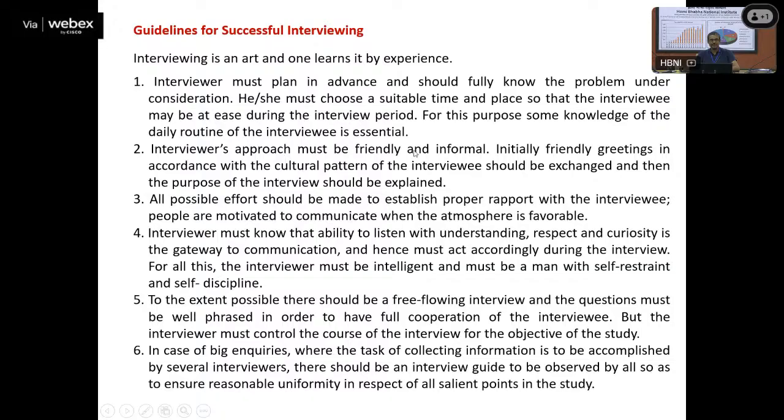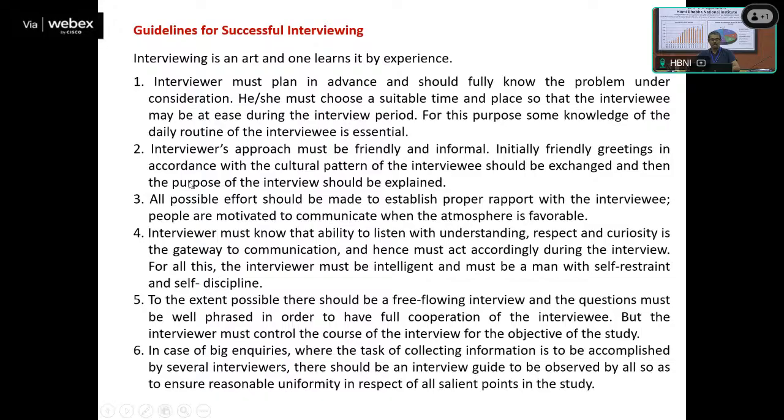The interviewer's approach must be friendly and informal. Initially, friendly greetings in accordance with the cultural pattern of the interviewee should be exchanged, and then the purpose of the interview should be explained. It is self-explanatory that the interview will be informal and friendly, and the exchange of greetings should be according to the local environment and local culture.